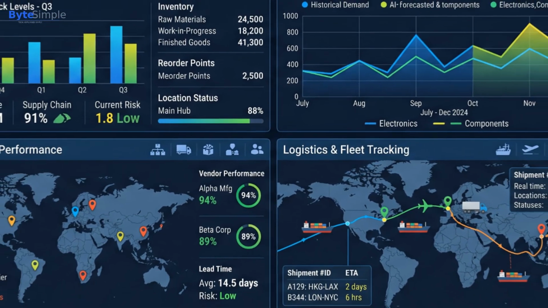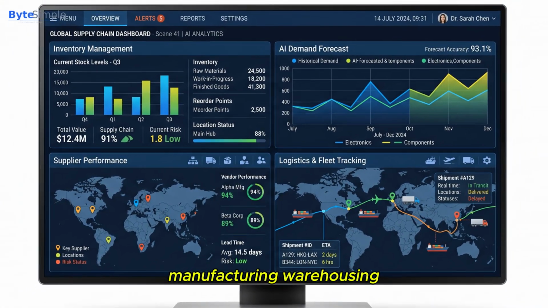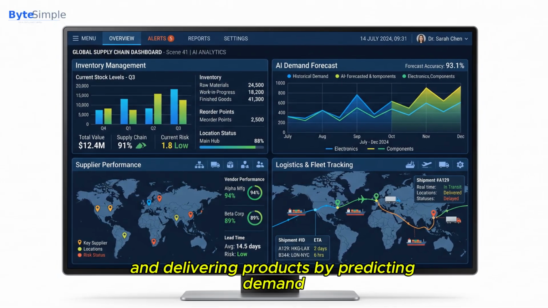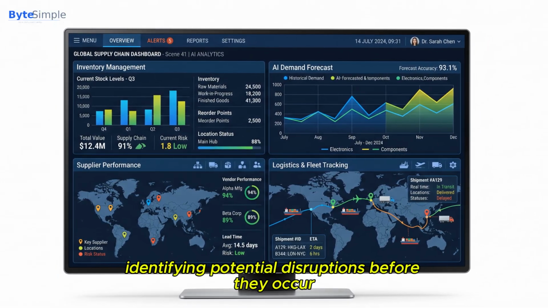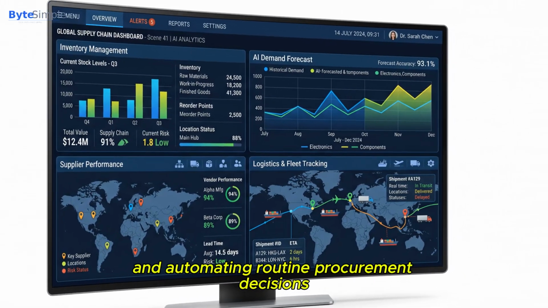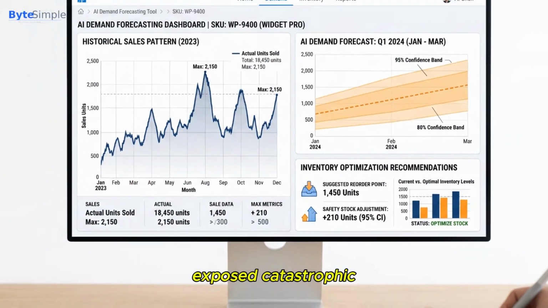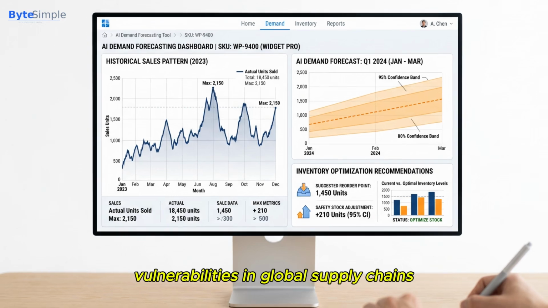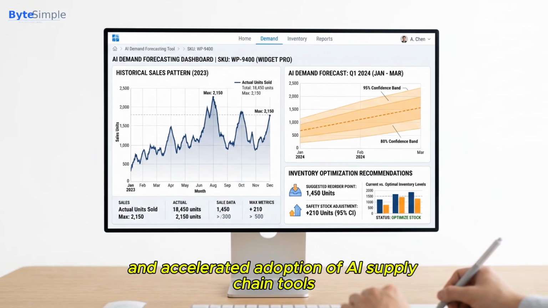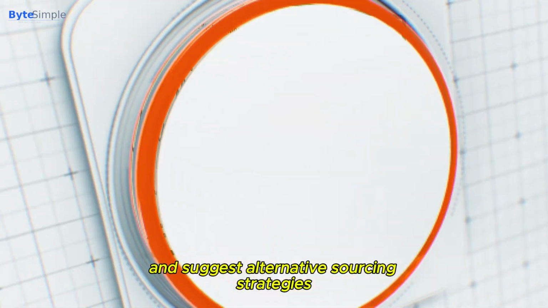AI supply chain tools optimize the complex logistics of sourcing, manufacturing, warehousing, and delivering products by predicting demand, identifying potential disruptions before they occur, suggesting optimal inventory levels, and automating routine procurement decisions. The COVID-19 pandemic exposed catastrophic vulnerabilities in global supply chains and accelerated adoption of AI supply chain tools that can model disruption scenarios and suggest alternative sourcing strategies.